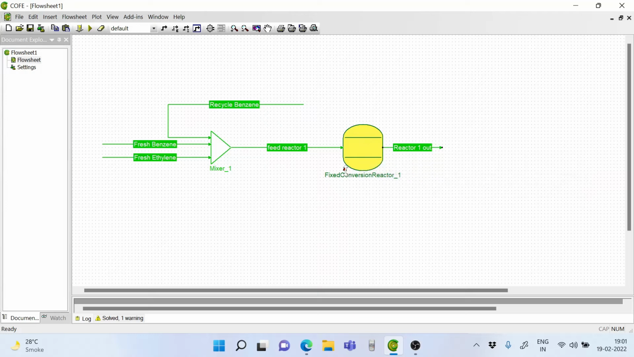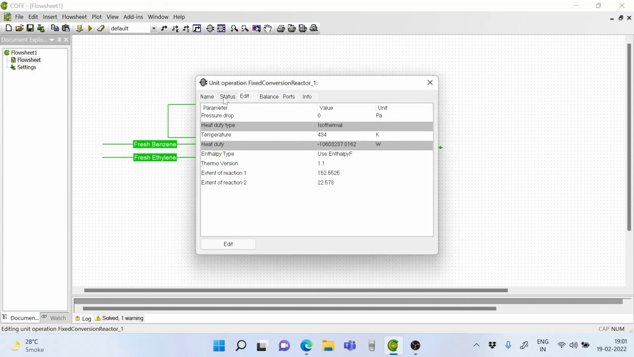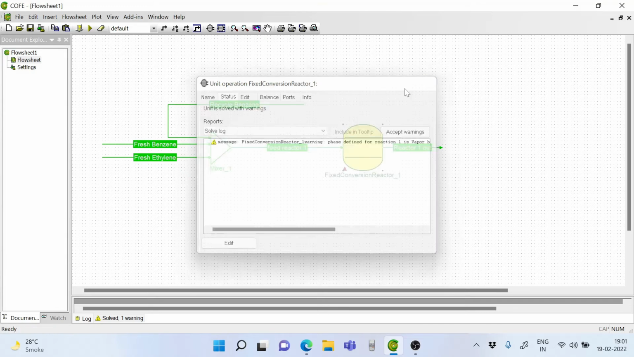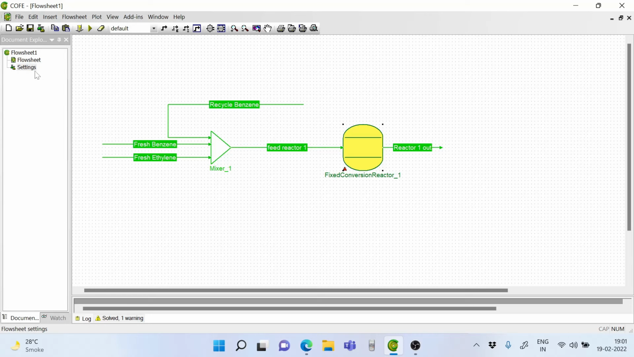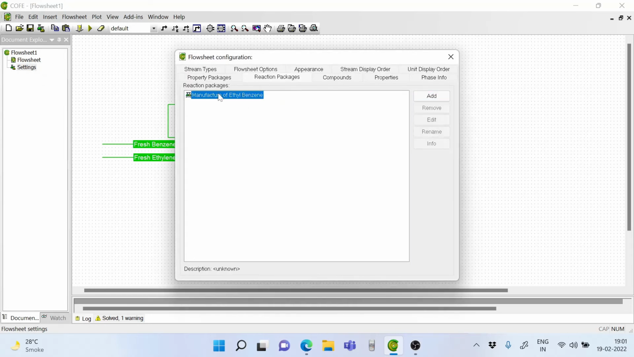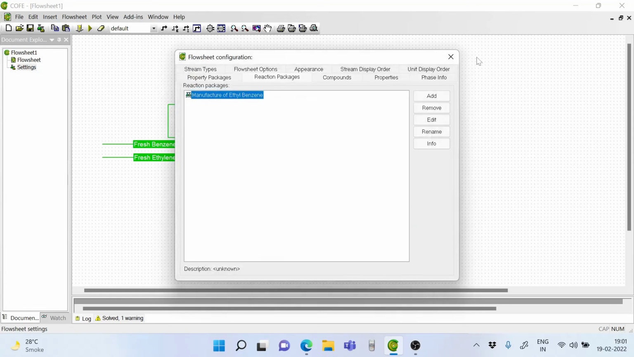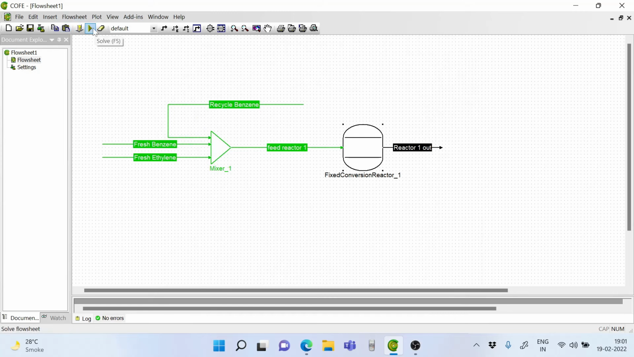Now, whenever we get a red triangle below any unit operation, it's a warning. So, let's check the warning. We go to the status and it says fixed conversion reactor warning, phase defined in the reaction 1 is vapor, but the phase present is liquid. So, let's go back to settings and reaction packages. In reaction number 1, change it to liquid. And let's rerun the simulation. And as you see, the warning has gone away.